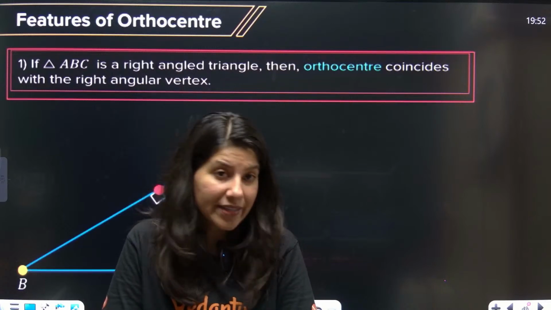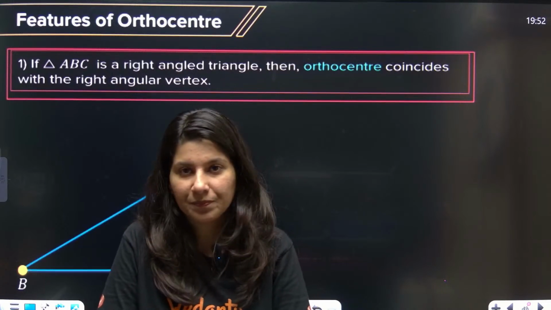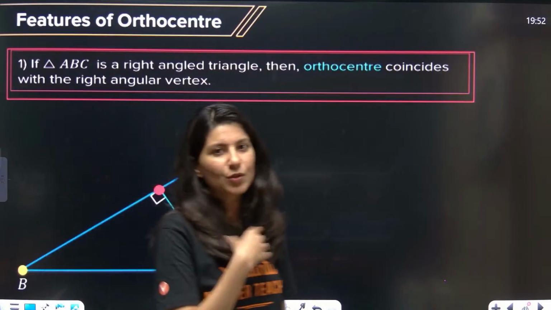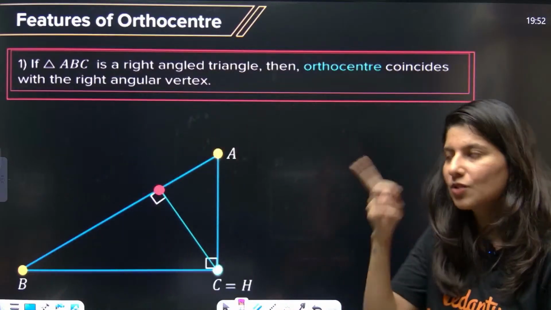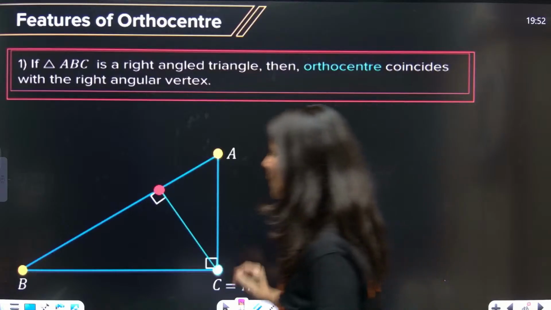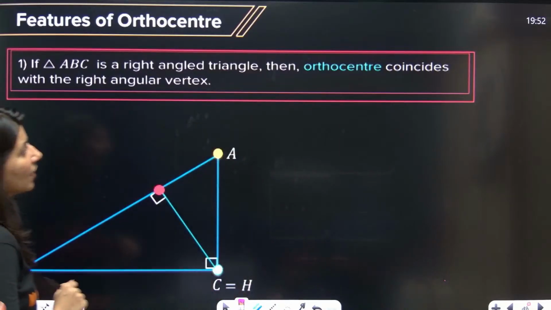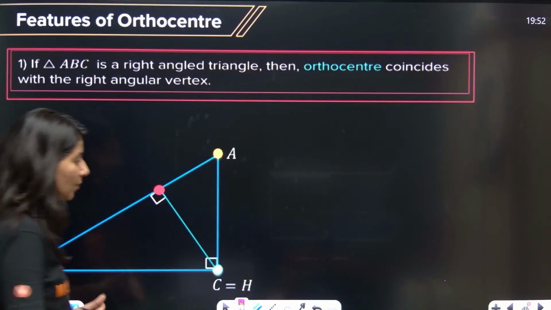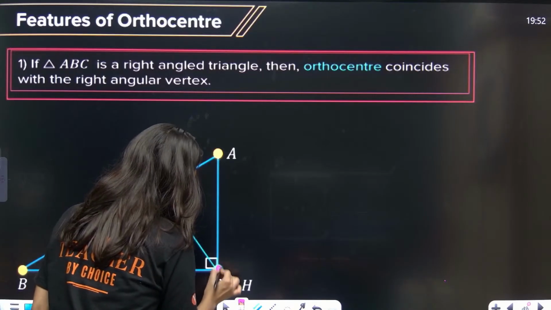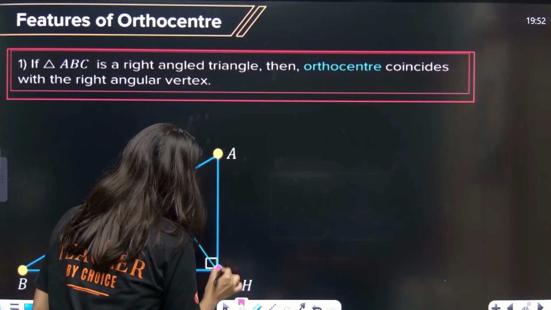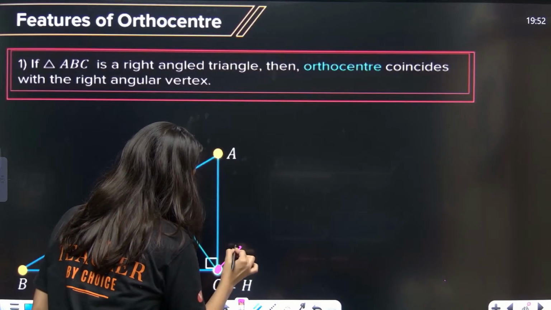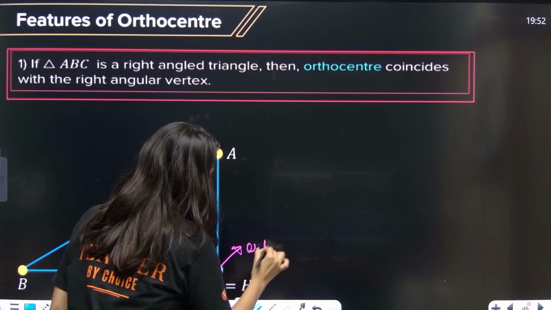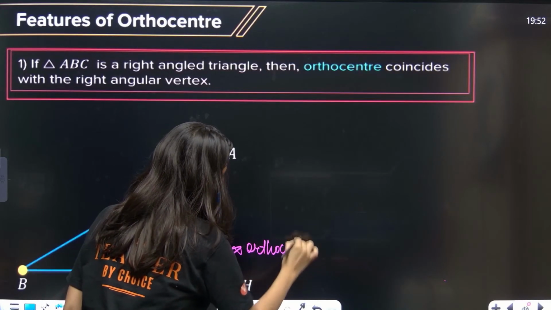O is already gone for origin. But I am going to represent it using O, just to keep in mind. Now, if you have a right angle triangle, then the orthocenter is nothing but the vertex which is the right angle. C will be the orthocenter. But ma'am, how? Let me explain why this is happening.